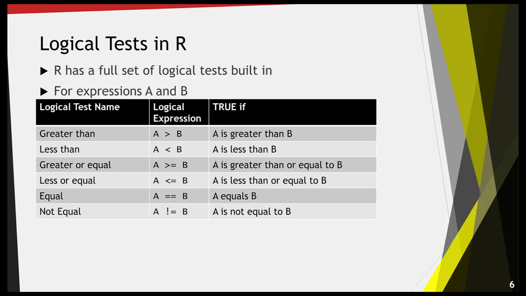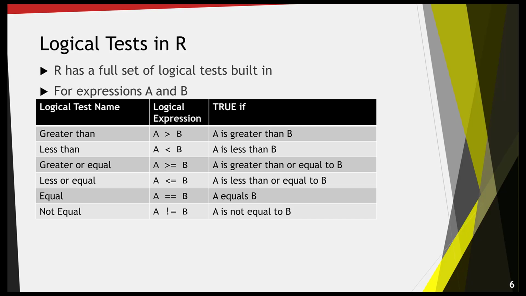So what are the logical tests that are available in R? I'd like you to think of the expressions A and B. These could be almost anything that you can store in a variable, but I think it's most convenient to start out by thinking of them as numbers. So the logical test greater than is A followed by a greater than sign, followed by B, and it returns TRUE if A is greater than B and FALSE otherwise.